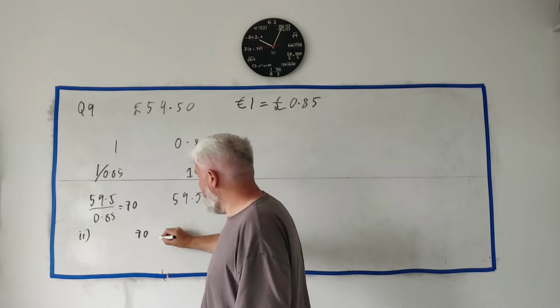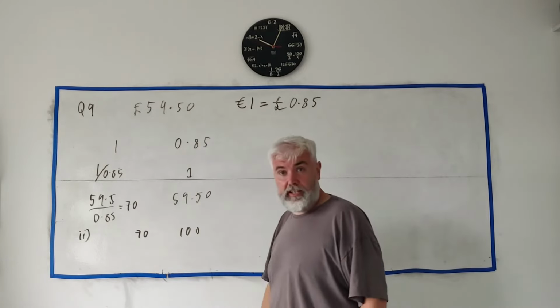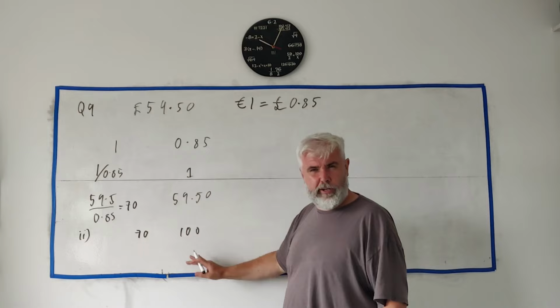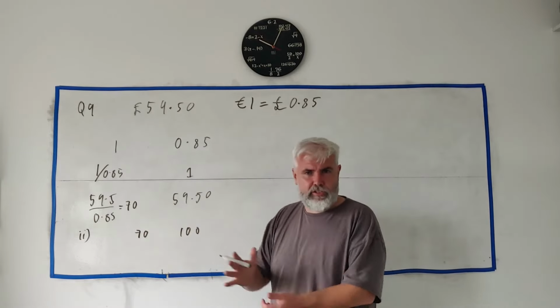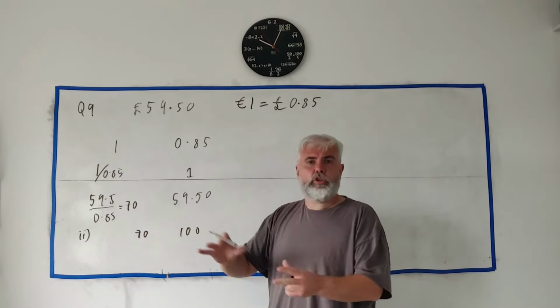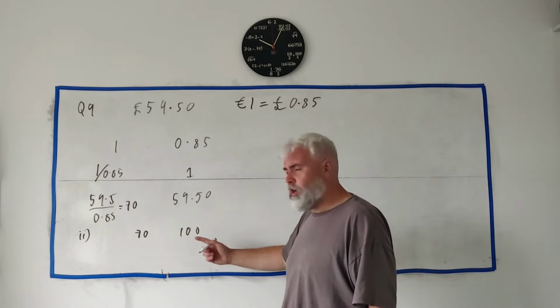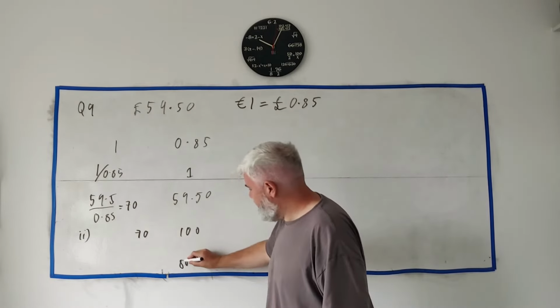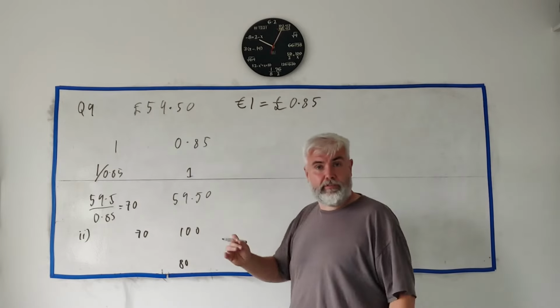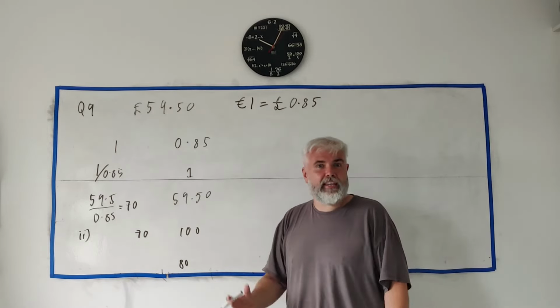70 euro is 100% of the price of the ticket. You can work out 20%. Again, it's very easy to do if you're good at percentages. You guys use the shortcut. I'm going to do it slowly every time. I'm not going to get 20%. I'm going to get 80, because 20% off means he's paying 80%.